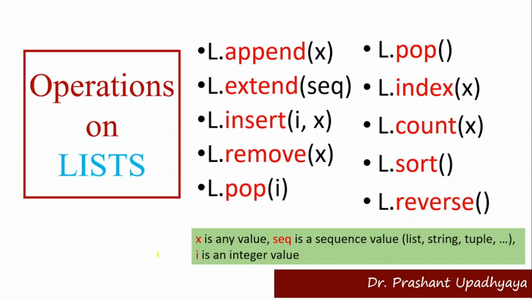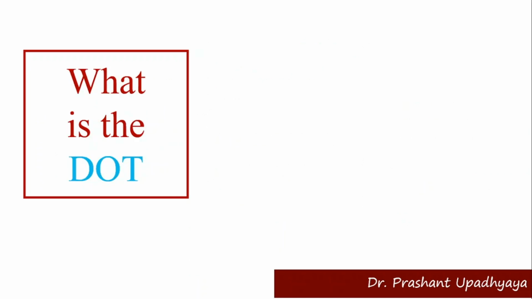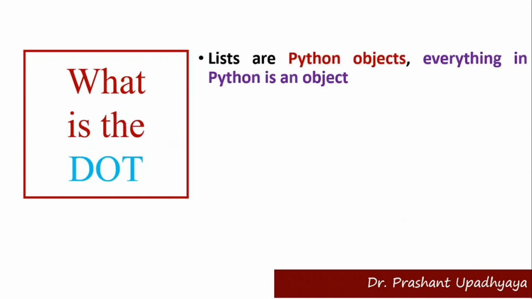Here x is any value, and sequence is a sequence value, which can be a list, string, or tuple, and i is an integer value. So you can see that here we have x, sequence, i, and some operations related to them. In the previous slide we saw that we are using some dot functions, like l.extend, l.insert, l.remove, l.pop. So when we work in Python, we use a dot, so we have a dot operator here. What is the dot operator in Python?